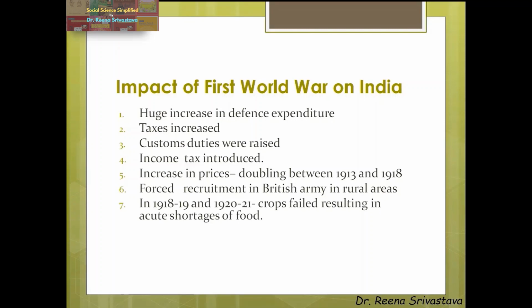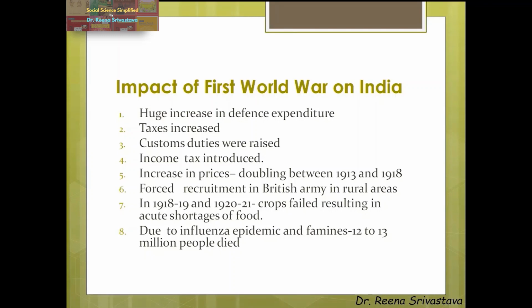During 1918 to 1921, there was crop failure and it resulted in acute shortage of food. Now when there is acute shortage of food, people will start suffering from hunger and starvation. So it led to famine. And because of this, there was an outbreak of an epidemic in India, which is known as influenza. Around 12 to 13 million people died because of this epidemic.